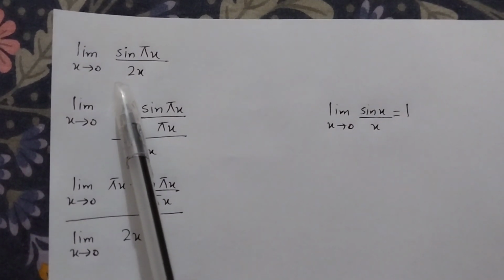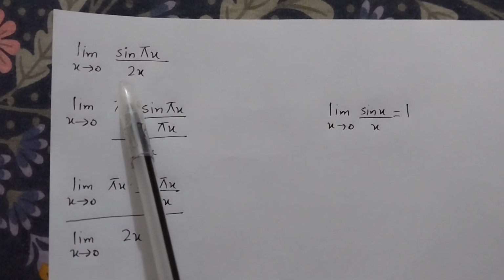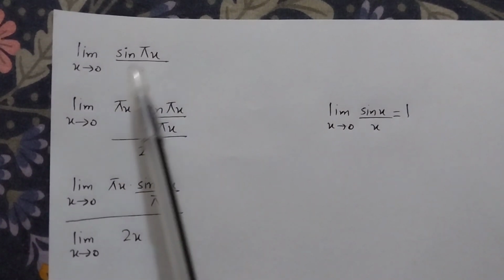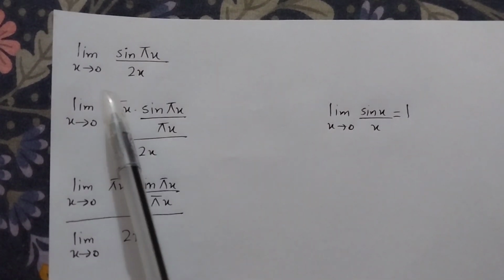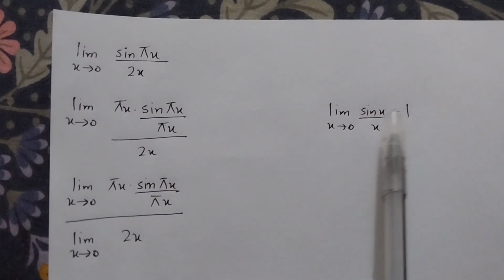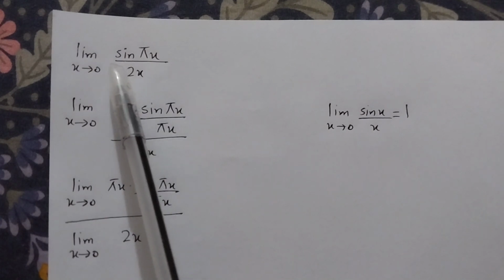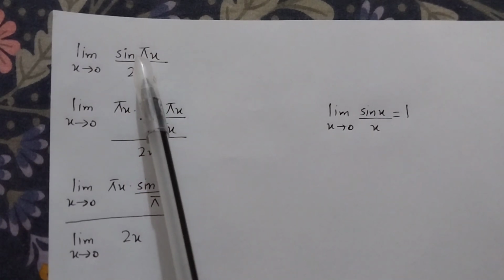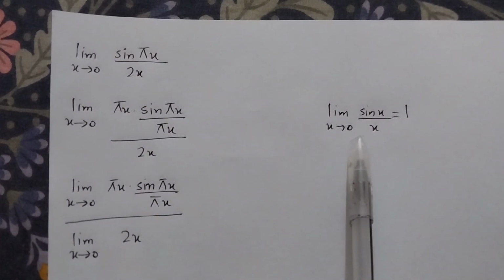But here we have a problem. We can't apply this limit because here we don't have the same denominator as the argument of sine. The argument of sine is pi x, but in the denominator we have 2x. For this limit to be applied, the argument of sine and the denominator must be the same. So we need to divide this numerator by pi x so that this limit can be used.